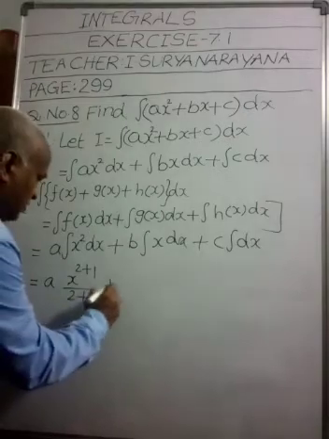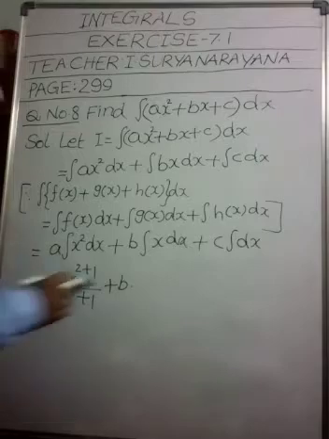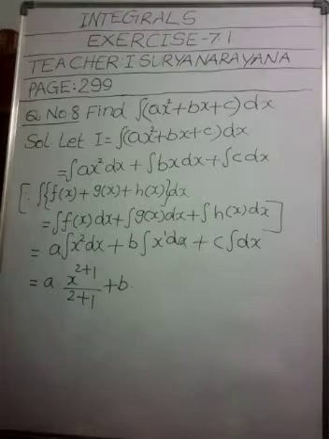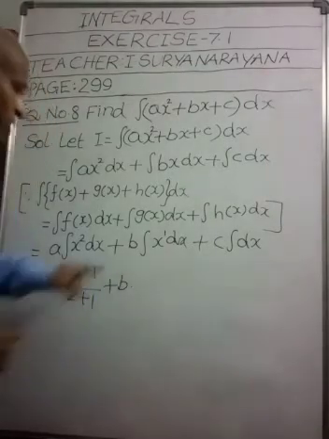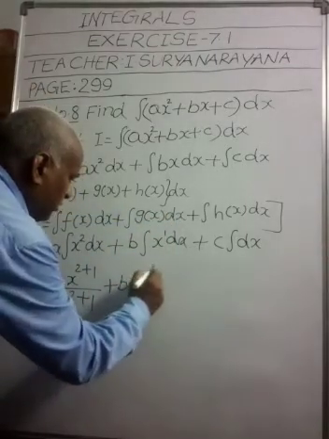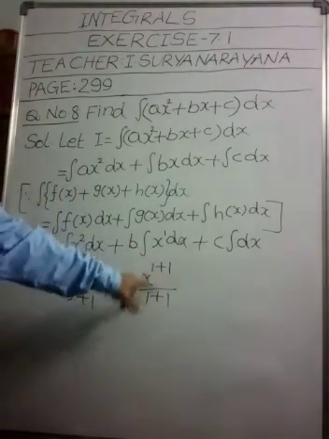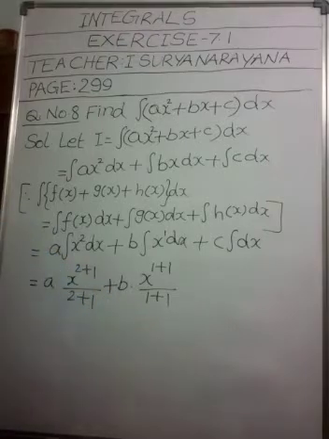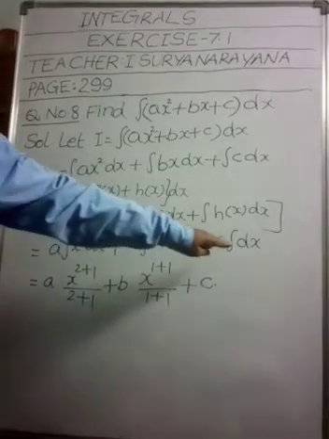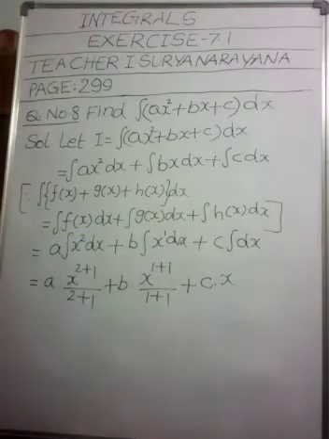Right. Plus b into integral x dx. What is the integral x dx? Here power is 1. If the exponent is not there, we assume that 1 is the exponent. So it is also in the form of integral x power n dx. So x power 1 plus 1 by 1 plus 1. Understood this for the second term, my children? Right. Plus c into integral dx. This is a direct formula. Integral dx is x. Understood this last term, my children?